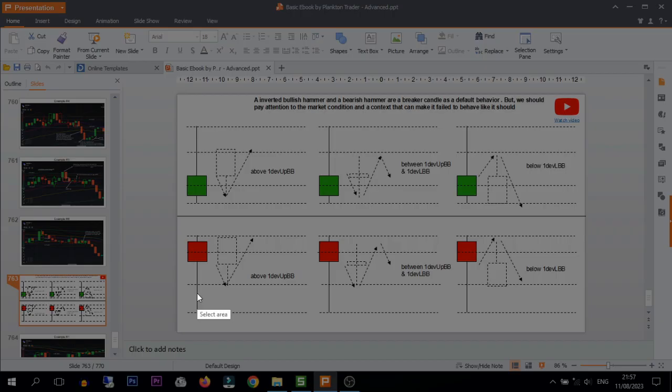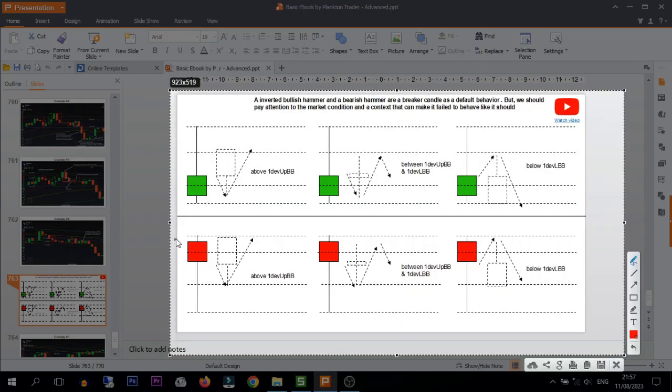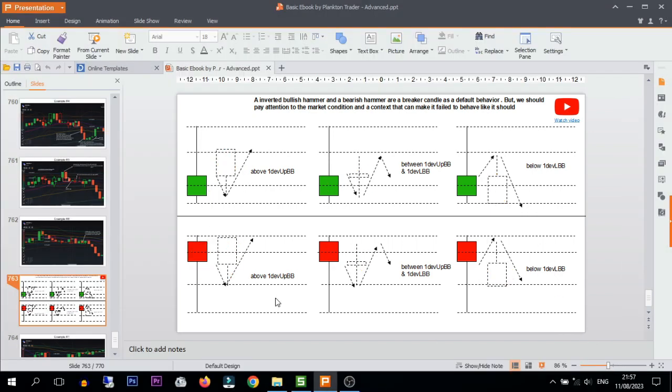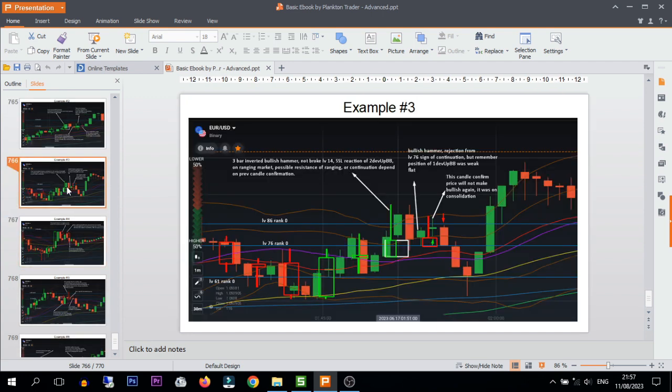And also the bearish hammer. Okay, because the inverted bullish hammer is the opposite of the bearish hammer. This is on the uptrend, this is only on the downtrend. All of these have the possibility to make a doji, to make bearish, or to make bullish. Yes, this was bullish. Okay, anyway, this is the example.